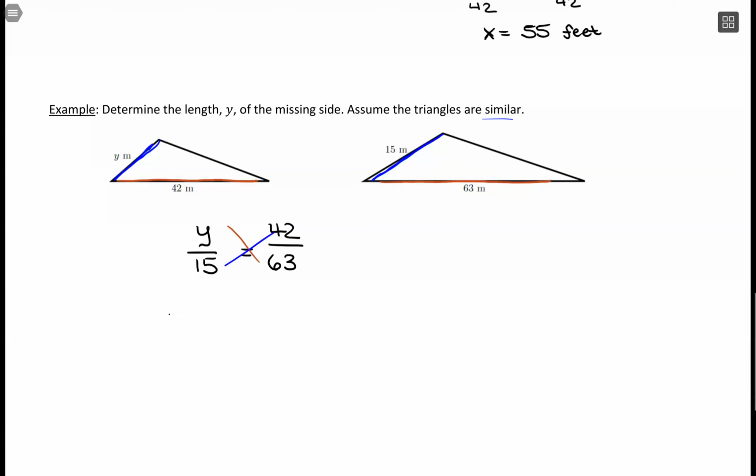So y times 63, so 63y, equals 15 times 42, which is 630. Divide by 63, divide by 63. So this will be 10, and then just grab our units, which in this case is meters. So that's how we can solve similar triangles using ratios and cross multiplication.